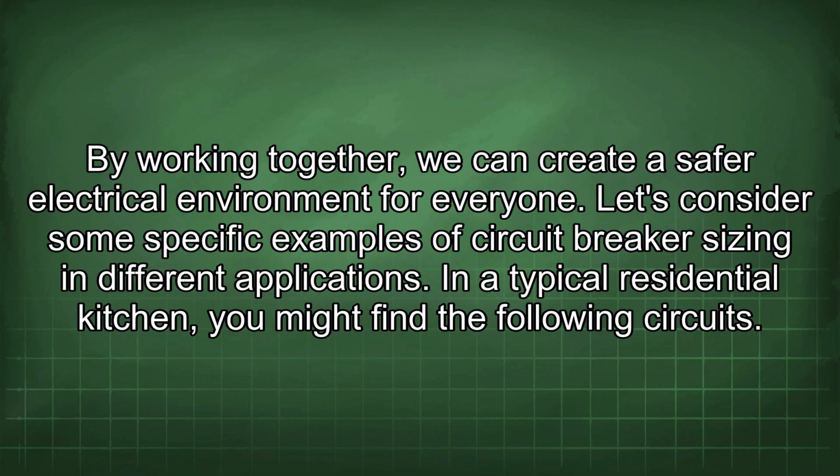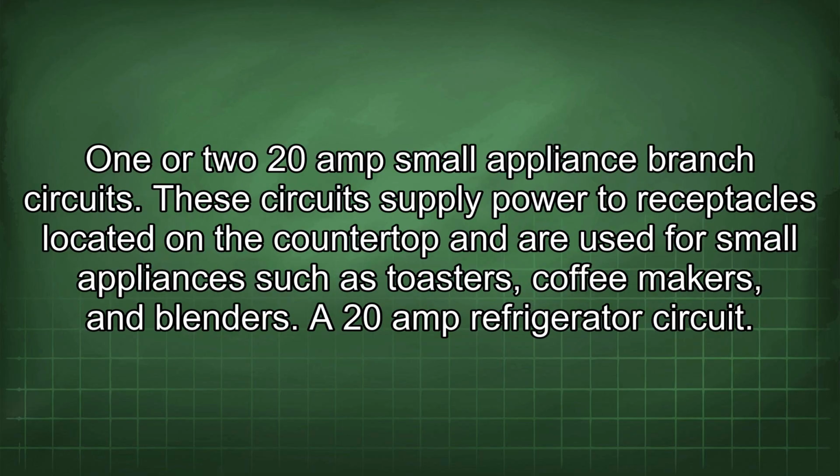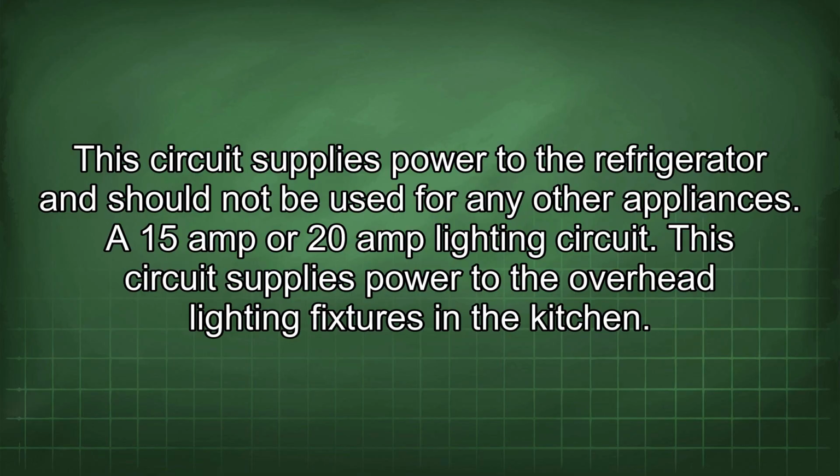Let's consider some specific examples of circuit breaker sizing and different applications. In a typical residential kitchen, you might find the following circuits. Two 20 amp small appliance branch circuits. These circuits supply power to receptacles located on the countertop and are used for small appliances such as toasters, coffee makers, and blenders. A 20 amp refrigerator circuit. This circuit supplies power to the refrigerator and should not be used for any other appliances.